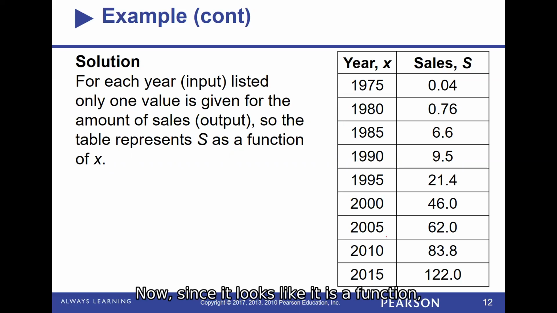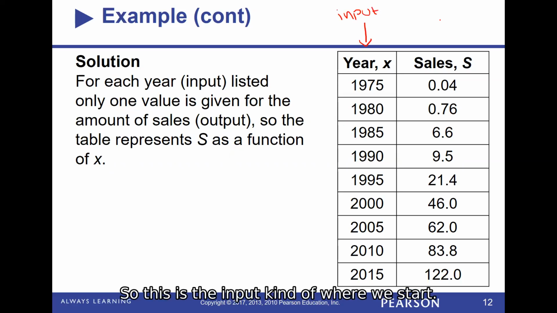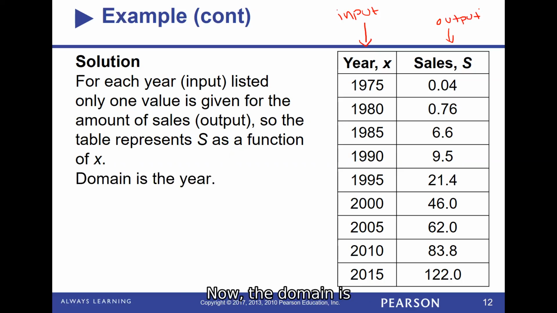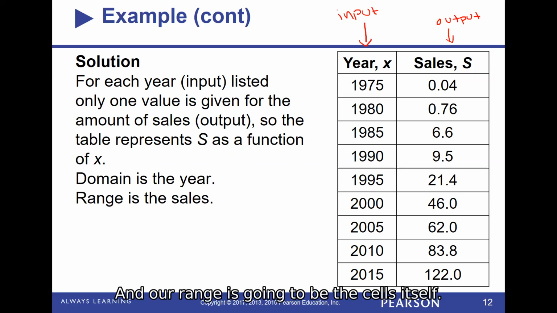Now, since it looks like it is a function, again, our input is our years. So this is the input. This is kind of where we start. And this is our output, which would be our sales. Okay. Now, the domain, since it is the input, is going to be all those years. And our range is going to be the sales itself.